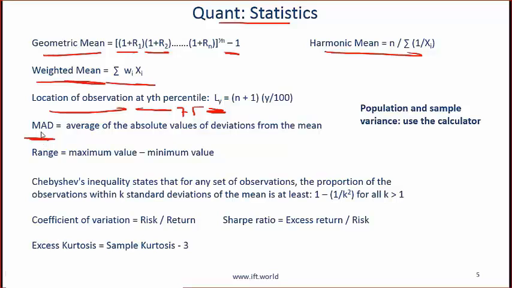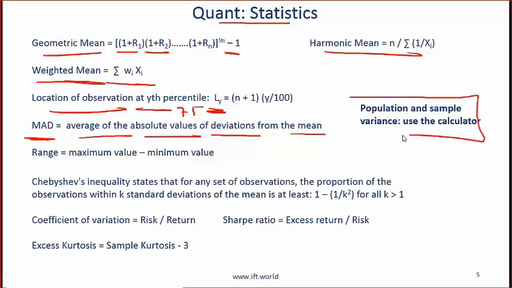MAD, so this is the mean absolute deviation. This would be a type 2 or type 3. It is less popular. It's the average of the absolute value of deviations from the mean. Rather than think in terms of a formula, just think about what it means.